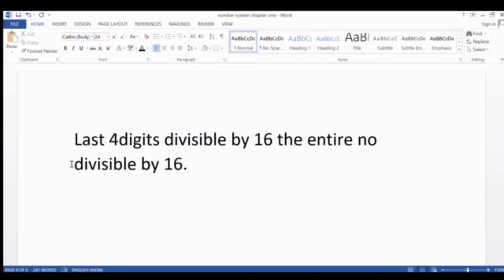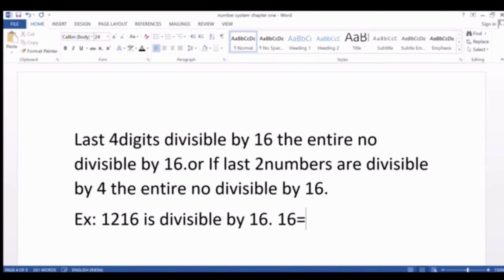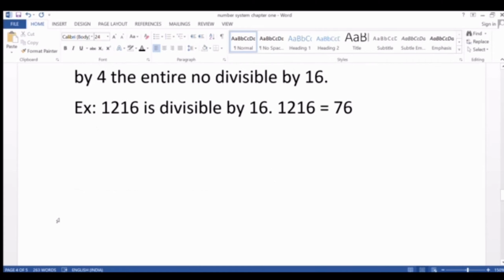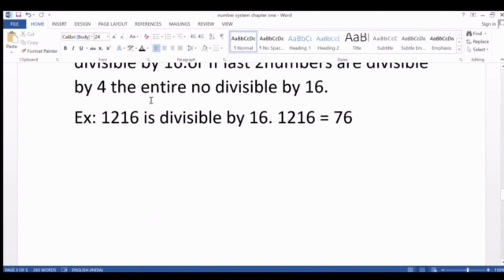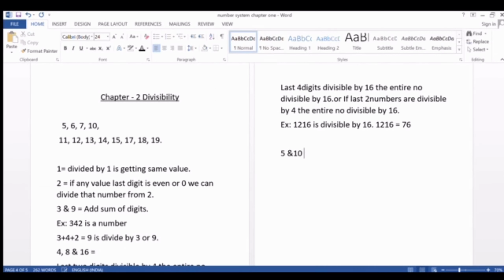Then the last step is the divisibility rule of 16. I hope you understand the divisibility rule of 16. That is, 1216 is divisible by 16, because the last 2 digits are divisible by 4, so the entire number is divisible by 16. You understand the divisibility rules of 4, 8 and 16.